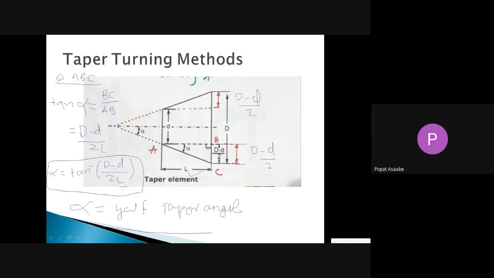L is nothing but the taper length only. Capital D is the bigger diameter, and small d is the smaller diameter. Okay, tan inverse alpha, this formula you have to remember. This is for the taper angle. It is required to calculate the taper angle. With the help of this formula, we can easily calculate. Okay, so can I move to the next point? Yes, sir.